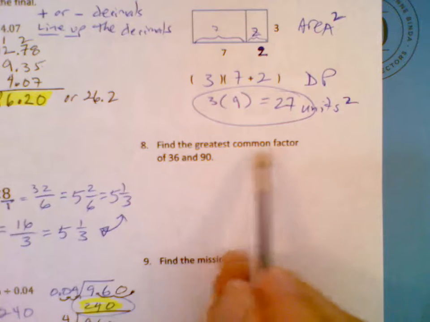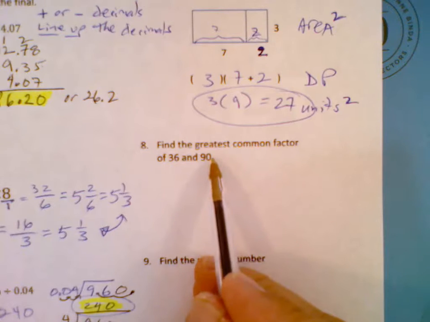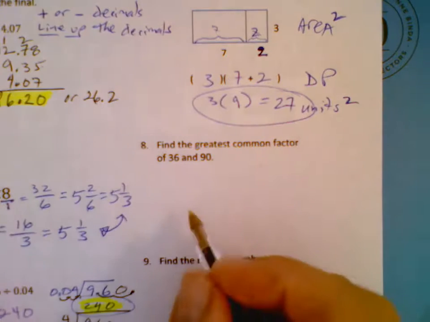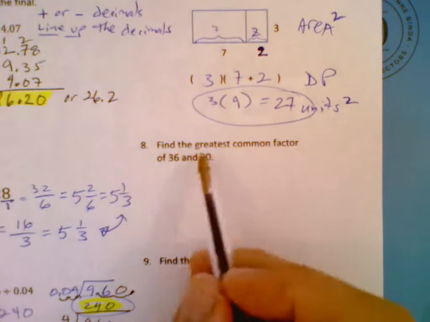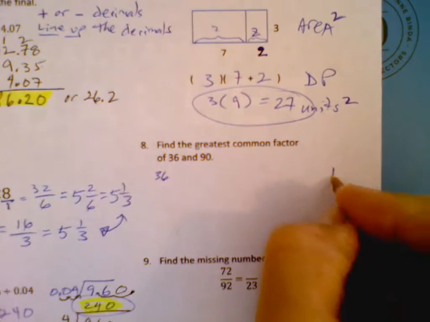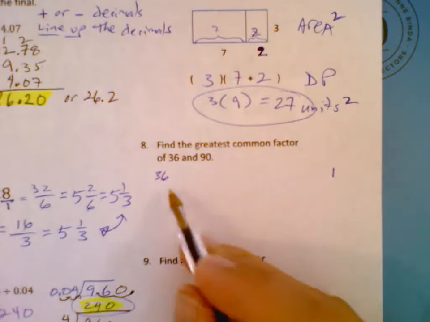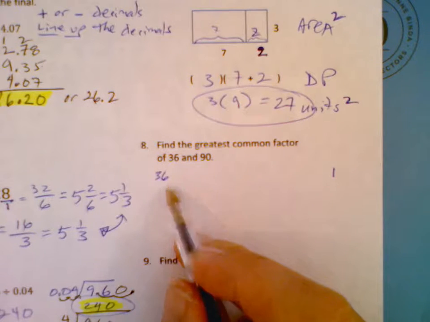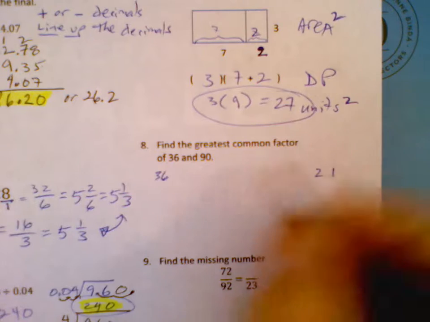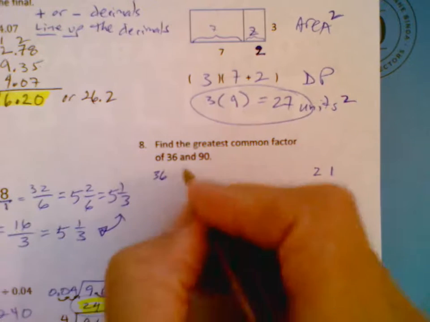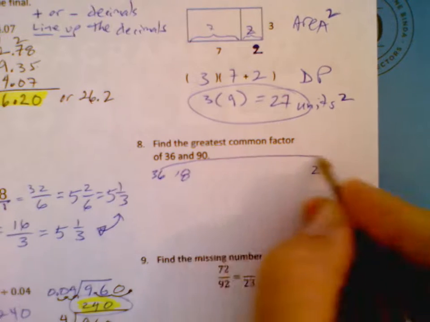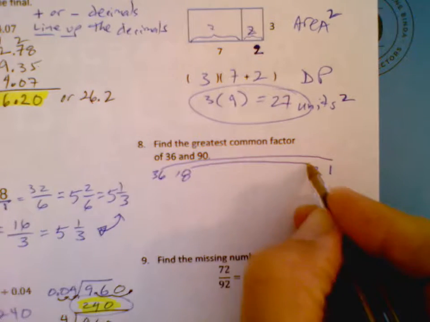Number 8. Find the greatest common factor of 36 and 90. Well, in order to do this, one way we can do is just list the factors. So what numbers can I evenly divide into both of these? So I'll do 36 first. Well, 1 times 36, I can divide those into 36. And now I'm just going to go up by checking 1, then 2. And 2 works because it's even. So 36 divided by 2 is 18. So 36 goes to 1, 18 goes to 2.